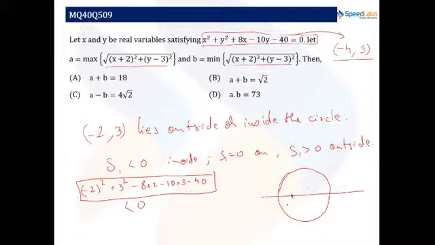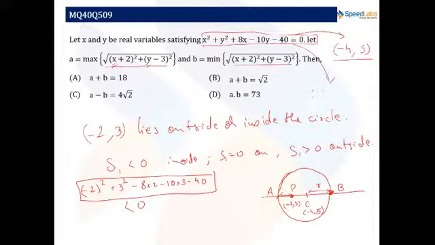Let's say this point minus 2 comma 3 lies here. We are having the center at minus 4 comma 5 somewhere here. Now we need to find the minimum distance that a point x comma y on the circle will have with this point. So for the minimum distance, this point should lie at this position A. So this will be the minimum distance, and the maximum distance will be obtained when the point x comma y will lie at B.